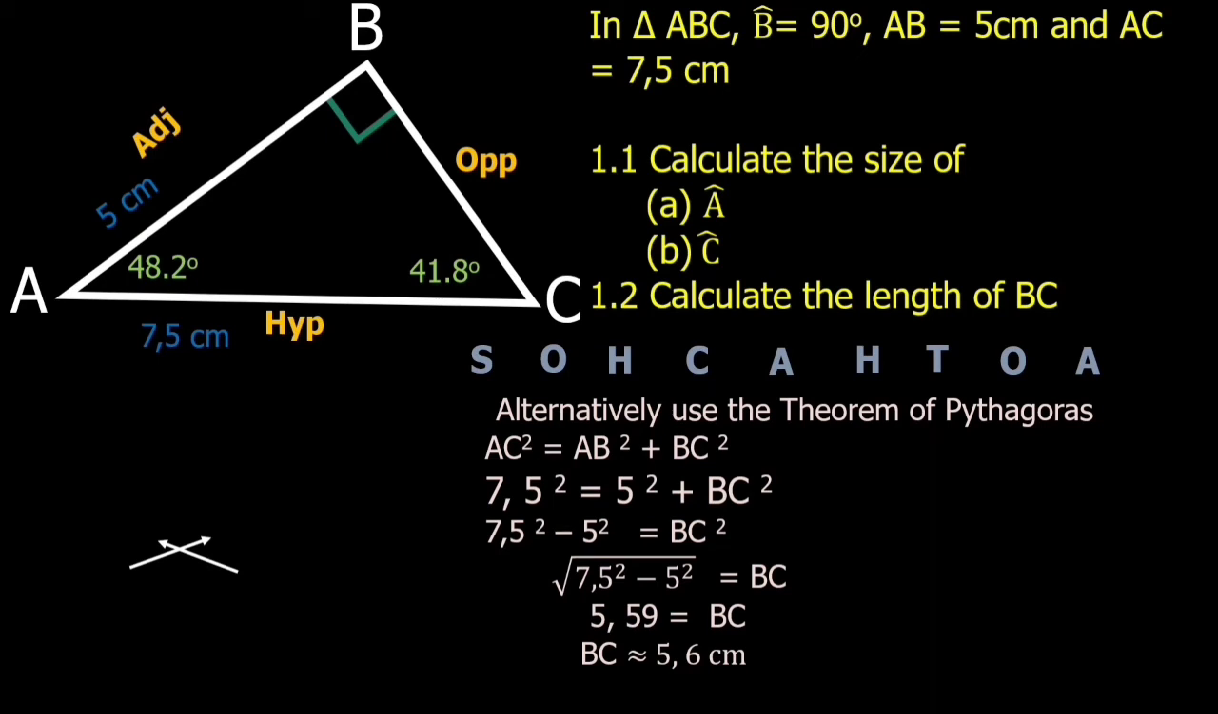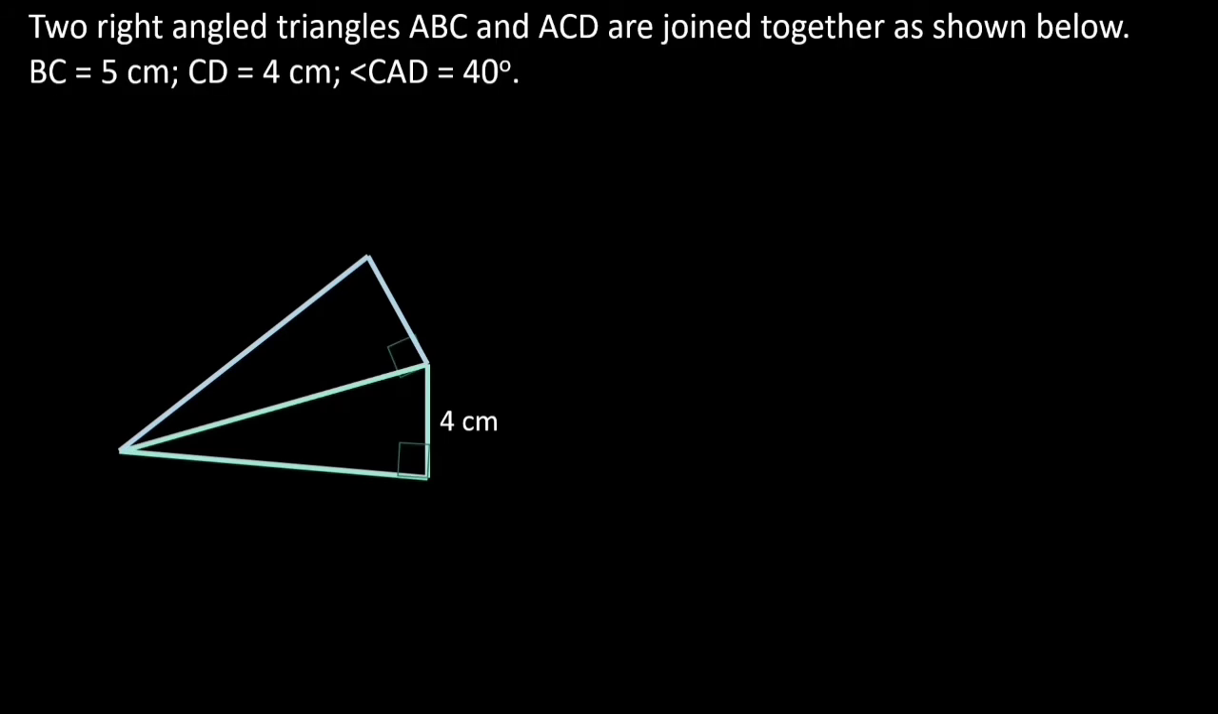In the next example, two right angle triangles ABC and ACD are joined together as shown. Side AC is the common side to these two right angle triangles. So normally when you get right angle triangles, the common side is usually a clue to solving the puzzle. So we must use the common side given. What is the question? Determine the size of angle ABC.